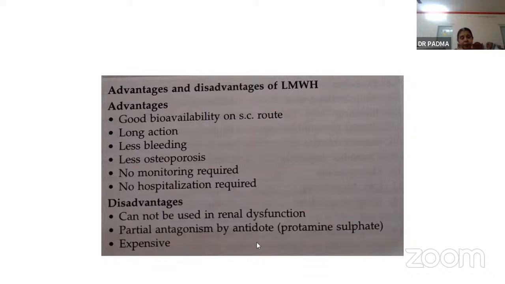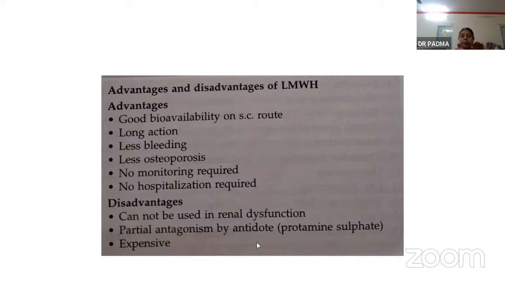The advantages of the SC route are: the patient can inject himself, the patient can go back home, and the cost is very less. Though the cost of the injection is more, you can match it with these things and convince the patient. Long action, so you can give it just once or twice daily depending on the amount of thrombus, the area of thrombus, etc. Because it inhibits only factor 10, there is less bleeding. Because of this, less osteoporosis, no monitoring of APTT or PT or BT is required, and no hospitalization is required.